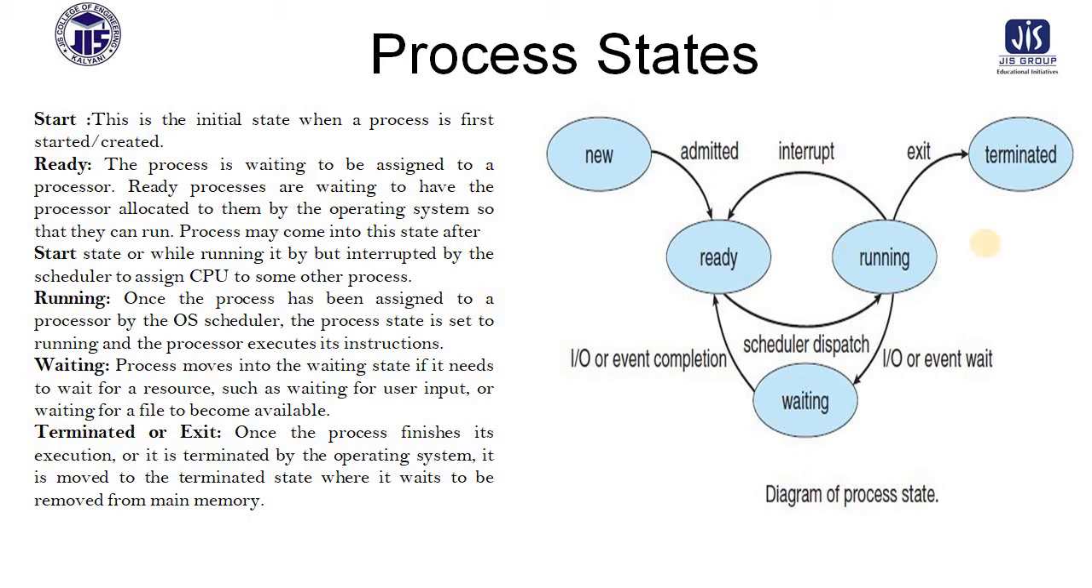Similarly, a process may be executing when some interrupt occurs. Interrupt means a process is forcibly removed from running to the ready state. Okay, so this is interrupt. And whenever a process completes its execution and there is nothing pending to do, it will go to the terminated state and exit from the system. So this is the process state, and just remember this diagram. This diagram is very, very important.